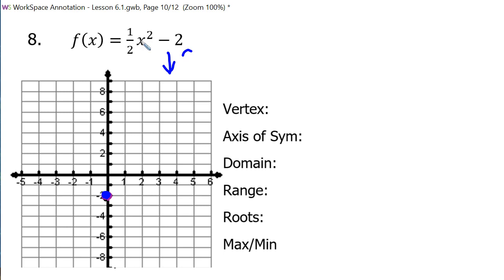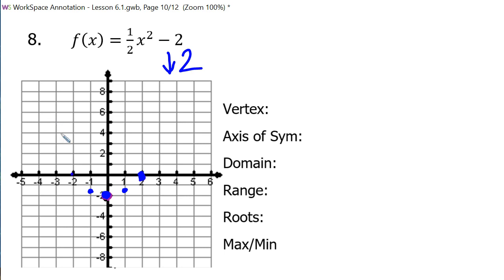Instead of going up 1, what's half of 1? 1/2. So go over 1, up a half. If I go over 2, what's 2 squared? 4. What's half of 4? 2. So you go over 2, up 2.